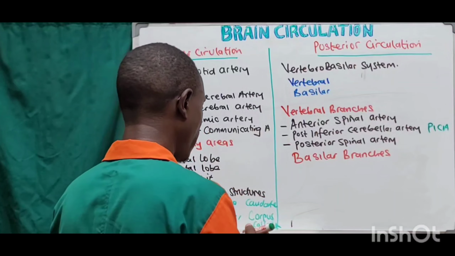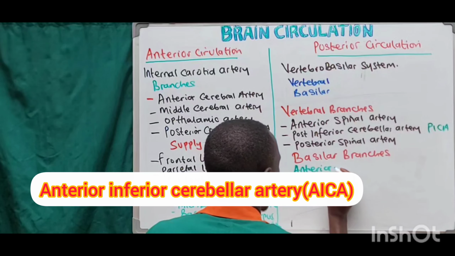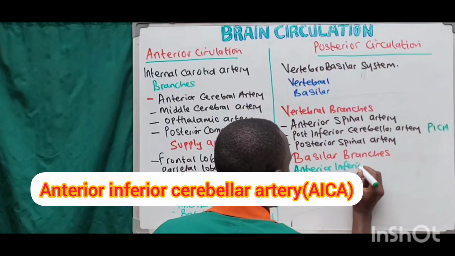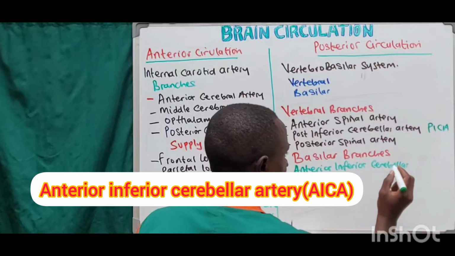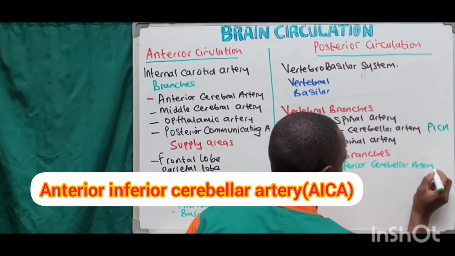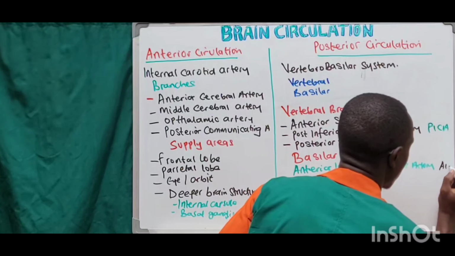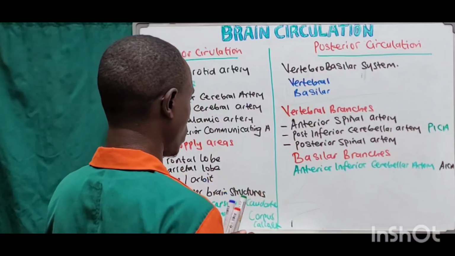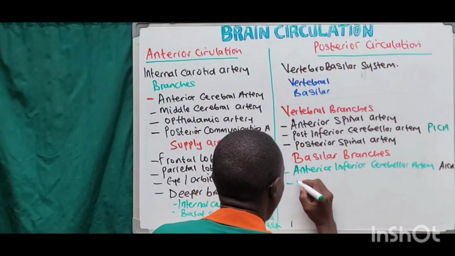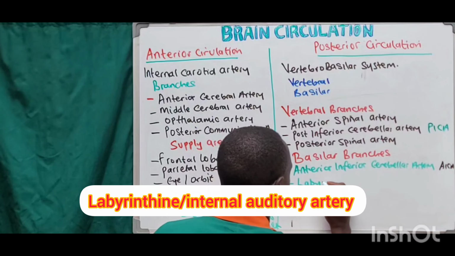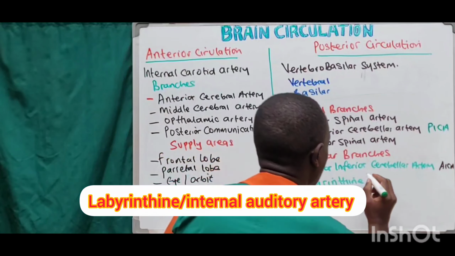Now the basilar branches, the first one is what we call the anterior inferior cerebellar artery. Okay, which at times can be written as what we call the AICA. Another one is what we call the labyrinthine artery.